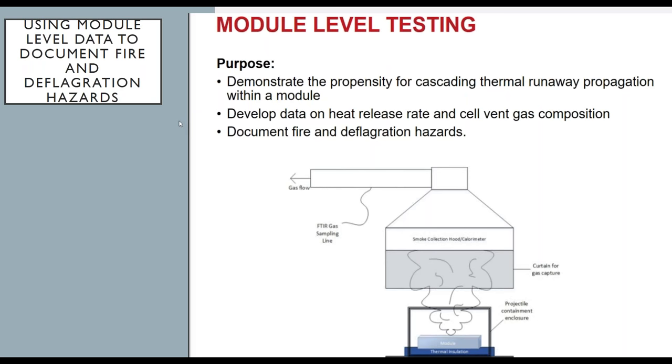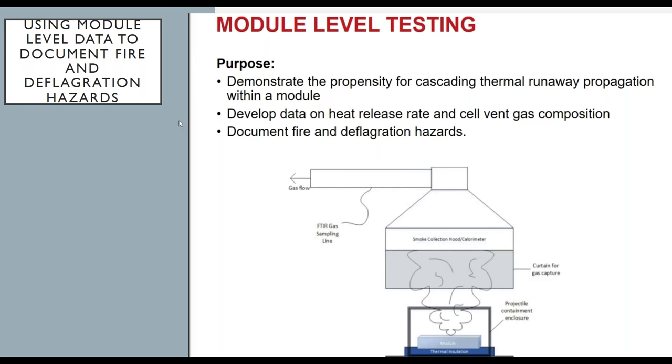This slide shows a simple sketch of a UL 9540A module level test facility as provided by Adam and his colleagues. The test starts by initiating a runaway event at one cell in a module, and the objective is to observe the subsequent potential threat for the runaway to propagate through the module and to generate the kinds of fire and effluent gases that might jeopardize the surrounding facility.